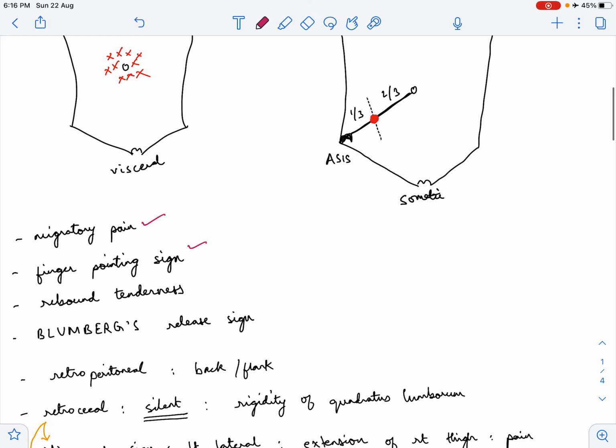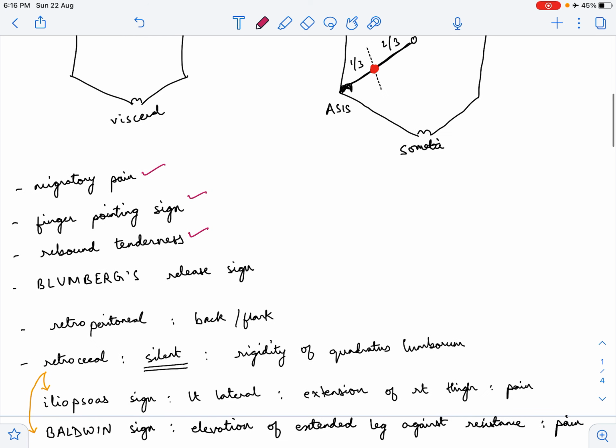Then you have something called rebound tenderness. When you do deep palpation of the abdomen, you are going to touch the appendix by putting that much pressure on the abdomen. Now when you release it suddenly, as you release it, the patient complains of pain. That is called rebound tenderness. This rebound tenderness can also be elicited by percussion over the right iliac fossa region. It can also be elicited by asking the patient to cough. When you are releasing the abdomen, if at that moment the patient has pain, it is called rebound tenderness. It is also given one more name, called Blumberg's release sign.